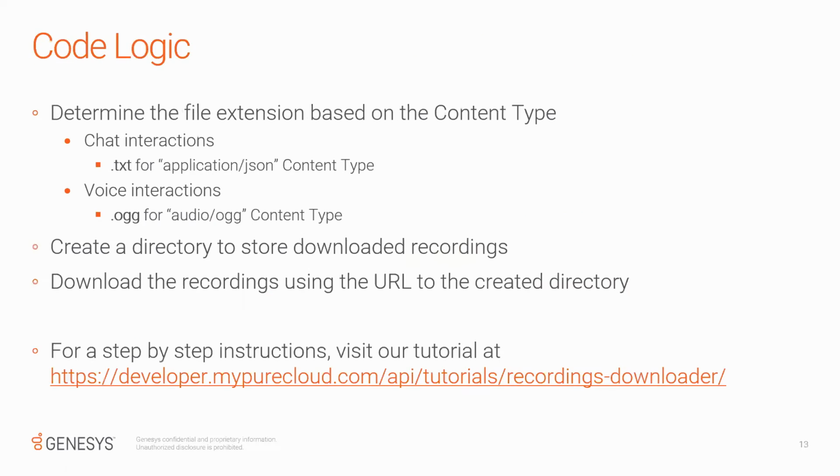So once we now have the results object, we can now get the request URL and the content type. So for the code logic, we need to get the content type because we need that to determine the file extension. So for chat interactions, having the content type as application/JSON, we might want to save that as a .txt file. And for voice interactions, for content types of audio/OGG, we might want to save that as a .ogg file extension. Also in your code, you need to create a directory to store the downloaded recordings. Afterwards, you can now download the recordings using the individual URLs to your created directory.